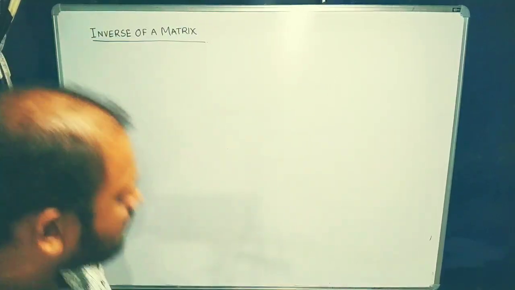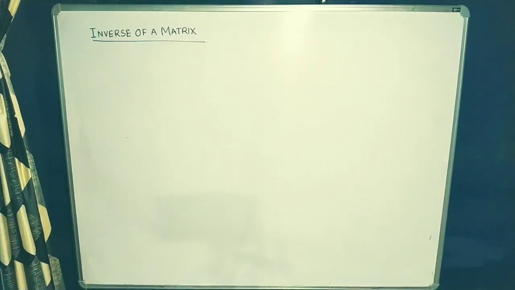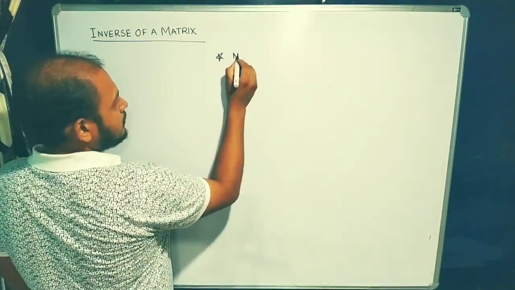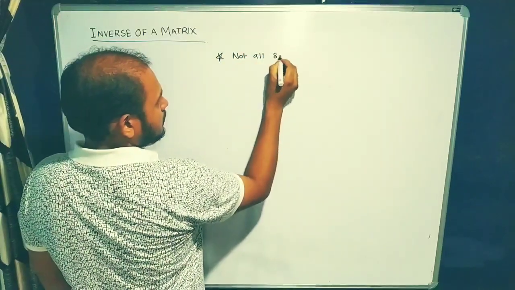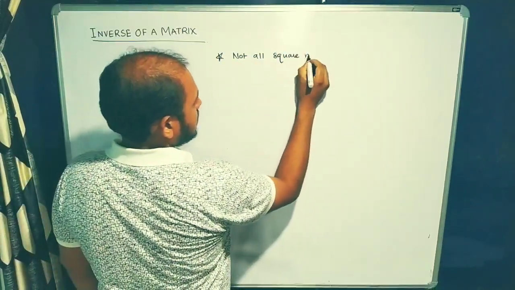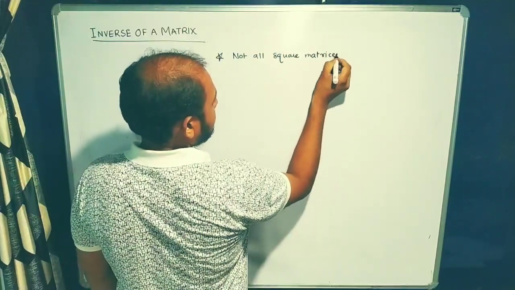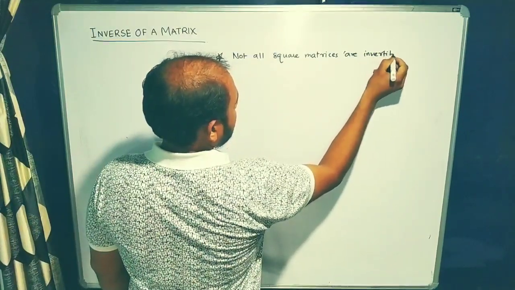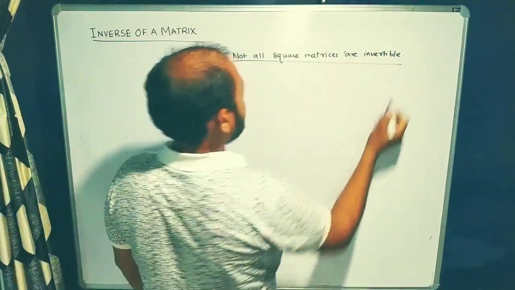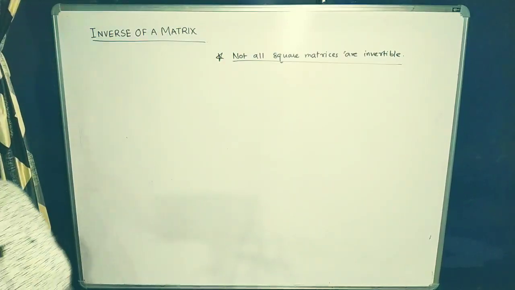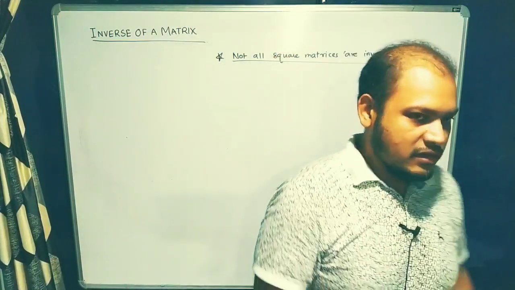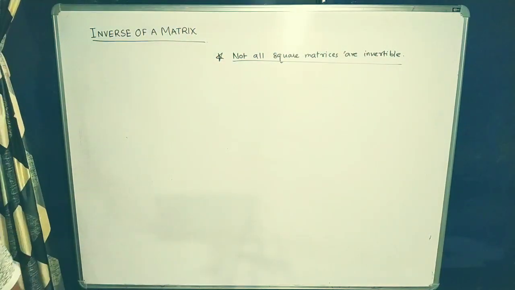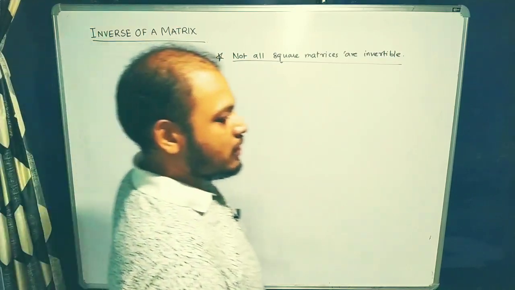Okay. Now just in the last class I told you that not every square matrix is invertible. So write a statement here. Not all square matrices are invertible. A very important statement. It states that not every square matrix is invertible. That means there is no guarantee that every square matrix will have an inverse. Some of the matrices will have inverse, some matrices will not have an inverse.